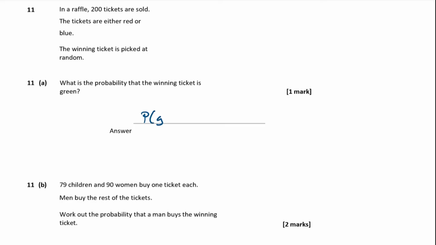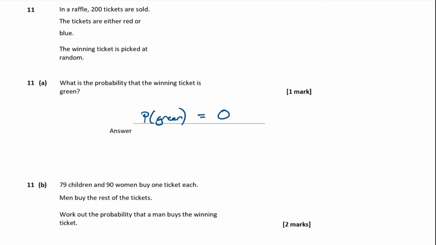Well, how many green tickets are there in there? None. So what's the probability of pulling out a green one? None. So it's 0. 0 out of 200, which is just 0. It's impossible. Can't pull a green ticket out when they're only red and blue. Let's move on. 79 children and 90 women buy one raffle ticket each.